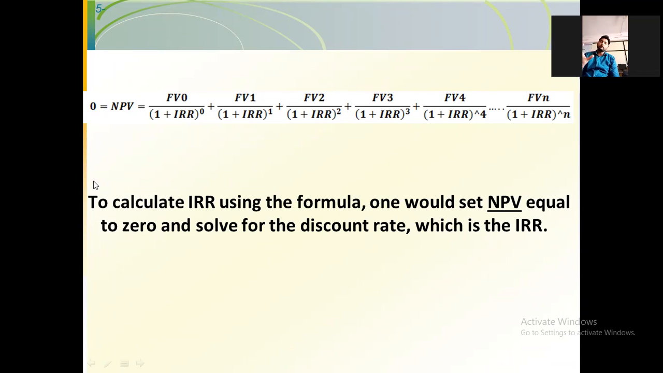So in that case, you come to know that the NPV becomes 0 somewhere between 10% and 20%. Then you take the 15% IRR value and check whether it is near 0 or not. In this manner you have to reach NPV equal to 0. At whatever IRR value you get NPV equal to 0, that will be your accurate IRR value for that particular business. So to calculate IRR using the formula, one would set NPV equal to 0 and solve for the discount rate, which is the IRR, that is nothing but internal rate of return.